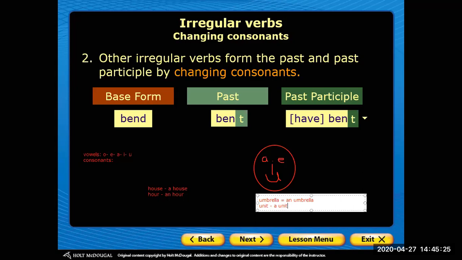You got it, boys? Do you understand? Yes. Or do you want more clarification about this, more elaboration? So, for example, the word university. Is it a university or an university?